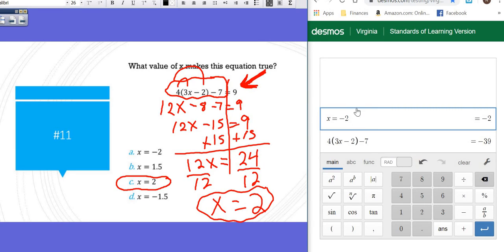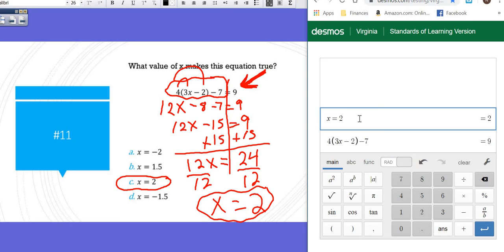All right, so I'm going to come back here, and I'm going to put in b, which is 1.5. That gives me negative 33. I need 9 for it to be correct. So I'm going to try d, which is negative 1.5. That gives me negative 33. Again, that is not correct. So let's try c just once more. If you notice, you put in the right answer, you get the right answer coming out.